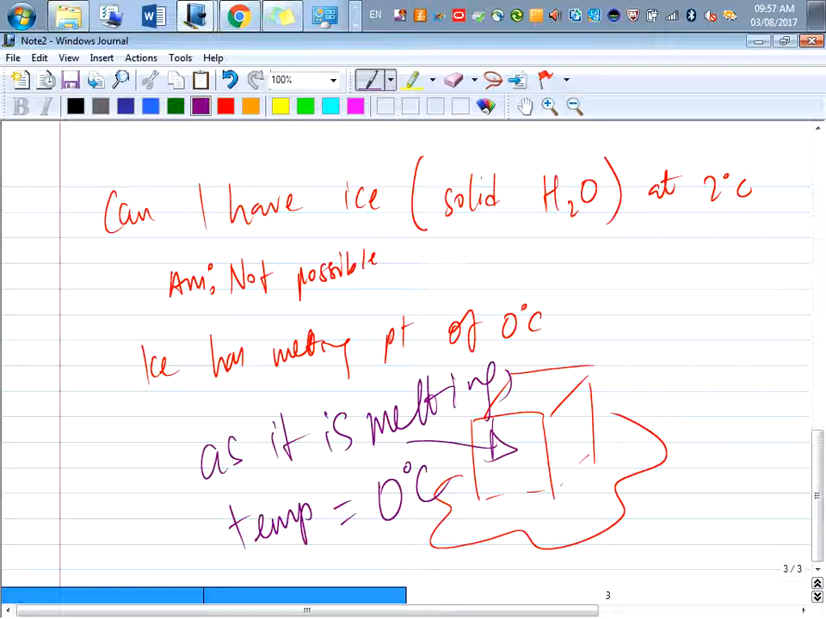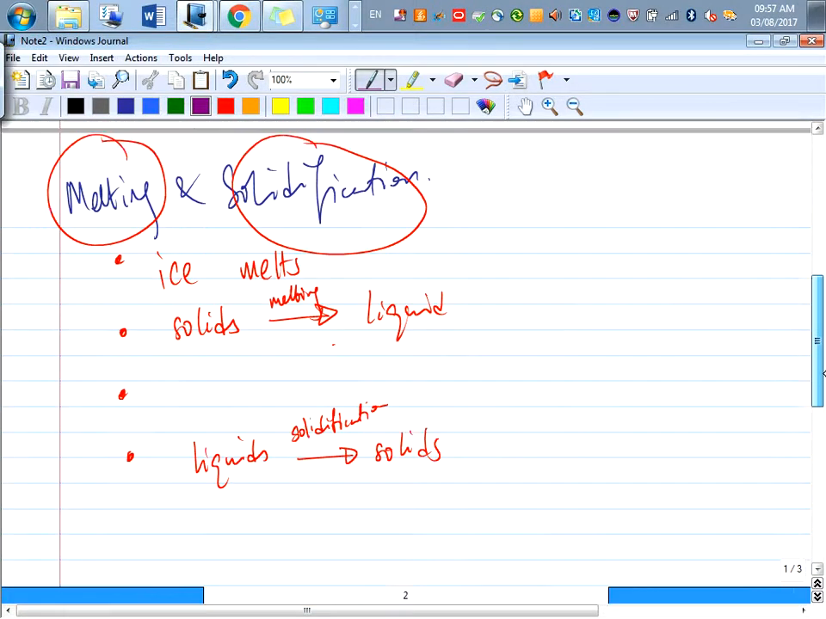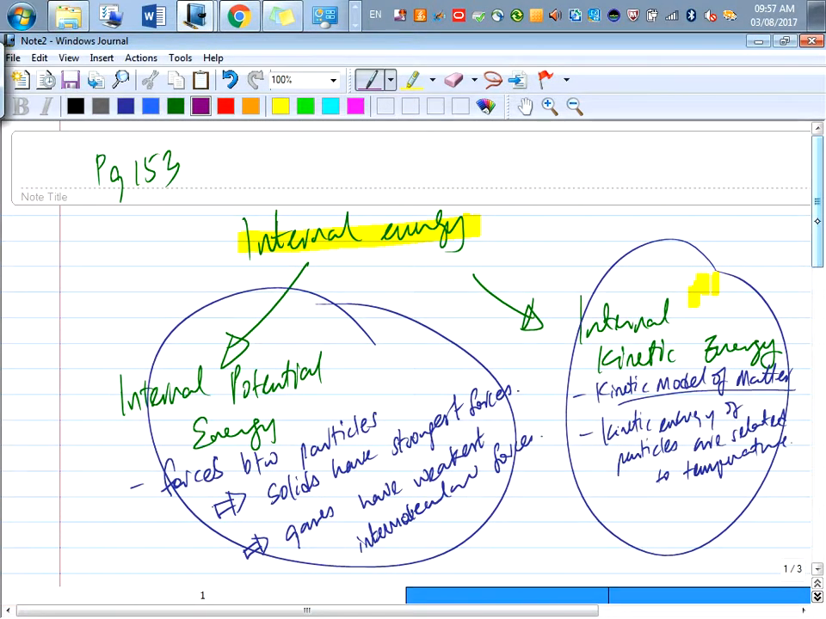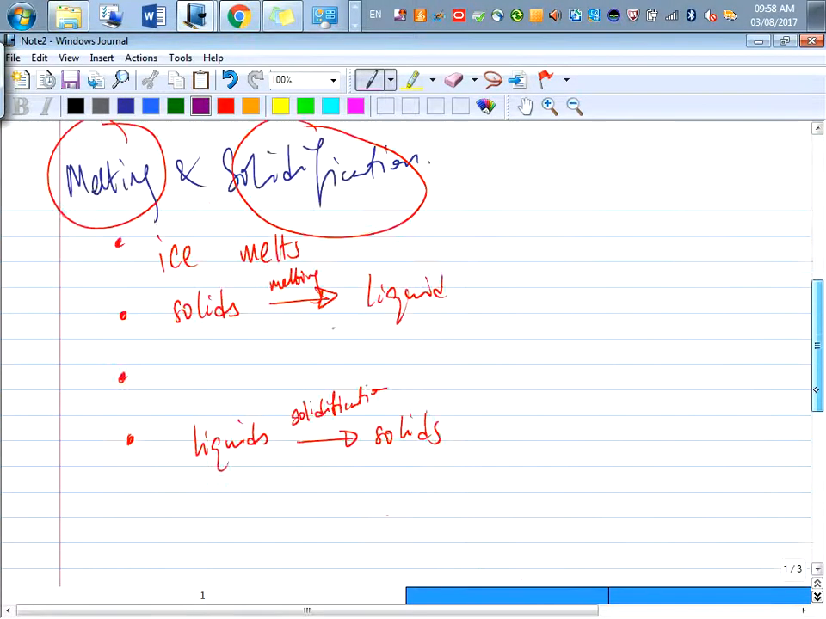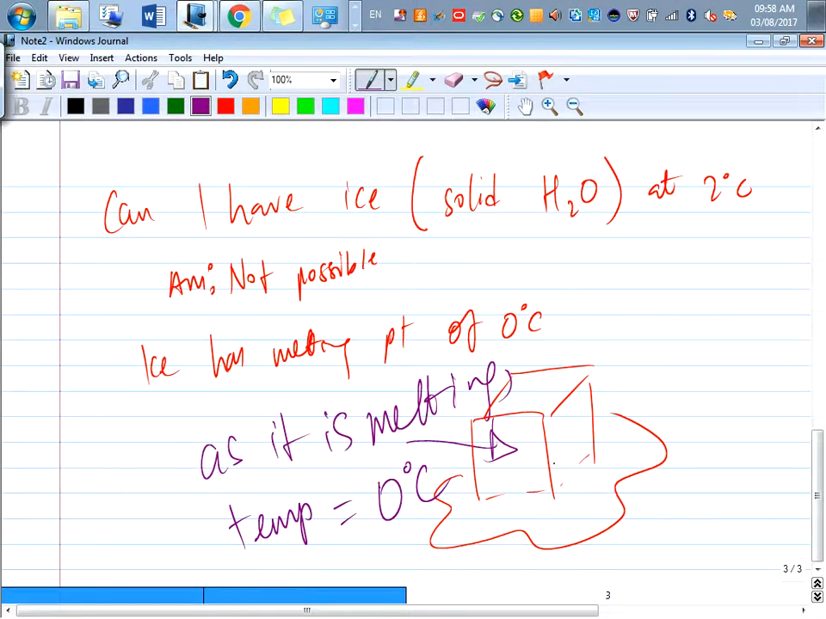Then, as it is absorbing heat, what happens to its internal energy? It increases. Which part increases? Is it the internal potential increase or the internal kinetic increase? Sure? So you're telling me it's kinetic? But what do you remember? What did you all say just now about kinetic? It's got to do with temperature, right? Then, when it is melting, did the temperature change?